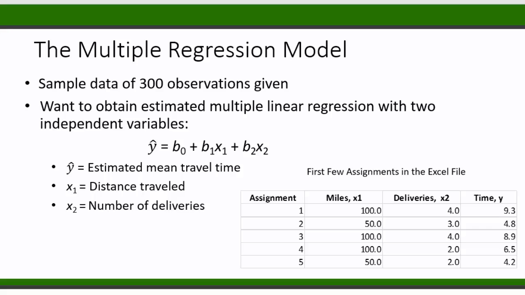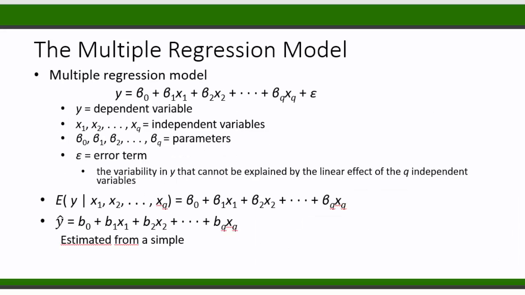Assuming the relationship is in a linear form, we're looking for an equation like this. This is a multiple linear regression because we have more than one independent variable. B sub 0 is a constant form as before, and B sub 1 is the coefficient or the slope for the distance, and B sub 2 is a coefficient for the deliveries. These B sub 1 and B sub 2 tell you the effect of the respective x variable on the y variable. The concept here is, again, we're using the sample data to estimate the regression model in the population.